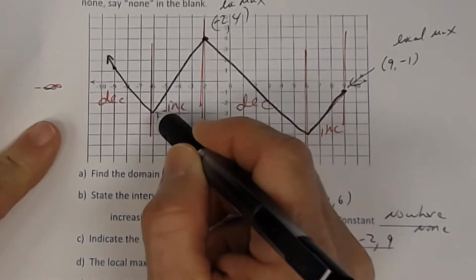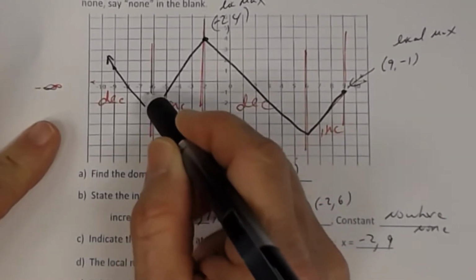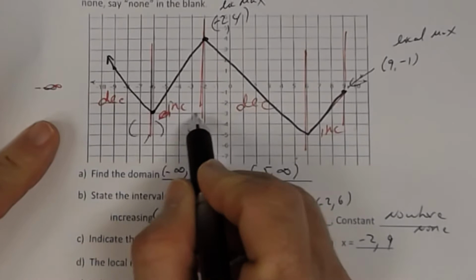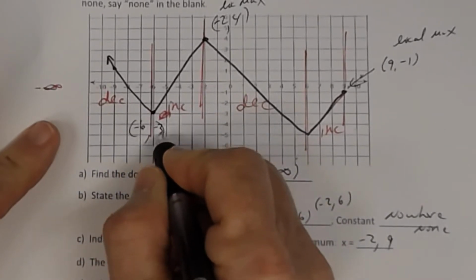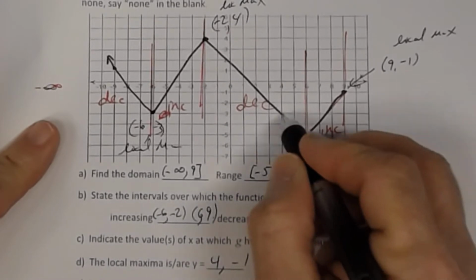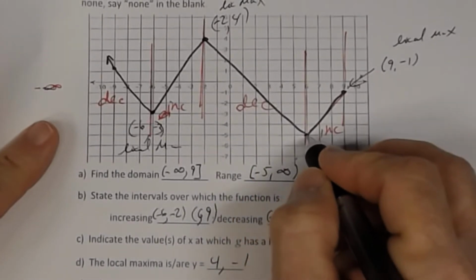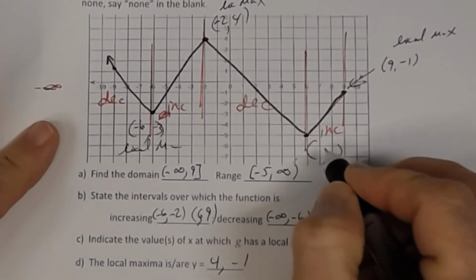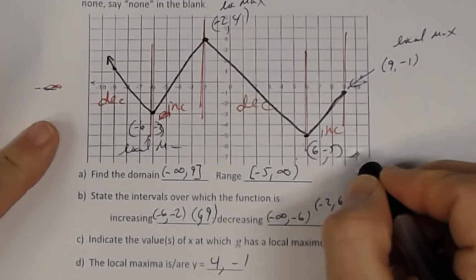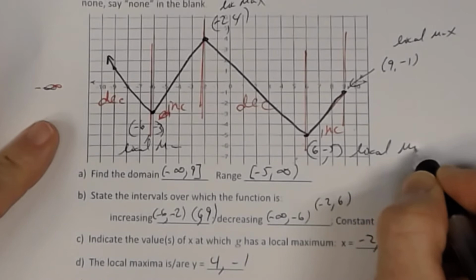Okay? And so we have one here. If I label those points, that is the point (-6, -3). That's a local min. You also have one here, decrease, increase. So that's the point (6, -5). That's also a local min.